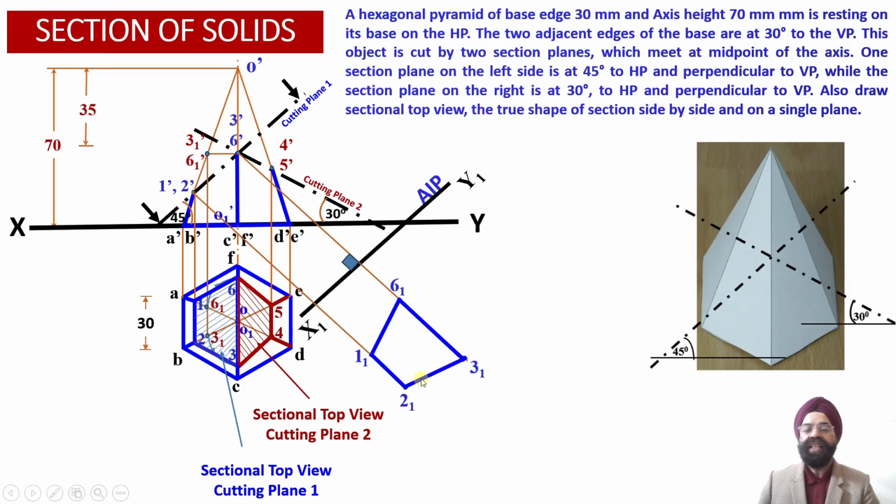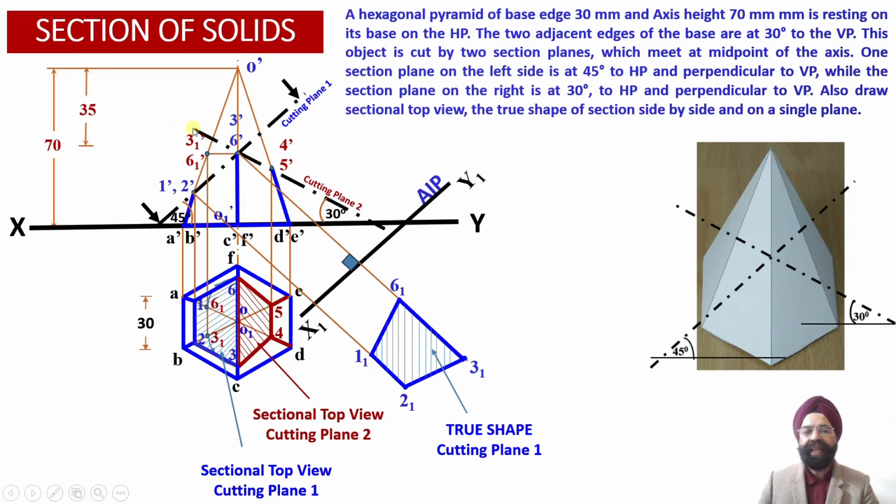So this is the section surface true shape that we have been able to obtain. This is the true shape of the cut section 1', 2', 3', C', which has been obtained by virtue of cutting of this hexagonal pyramid by cutting plane number 1. This has been marked by blue color.